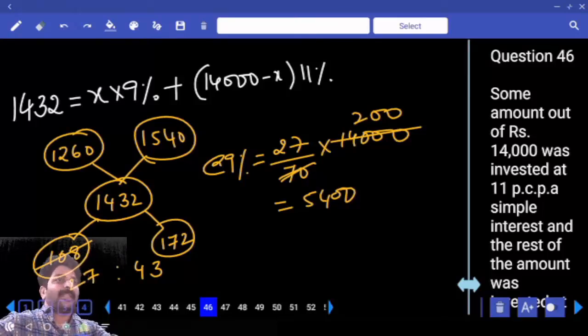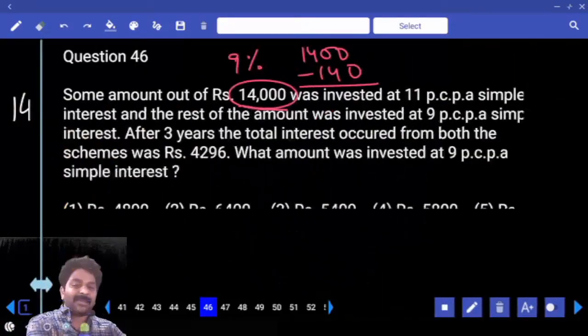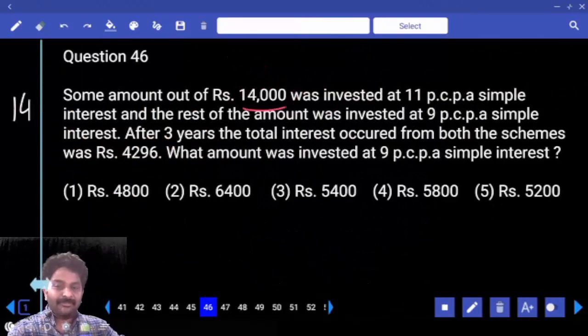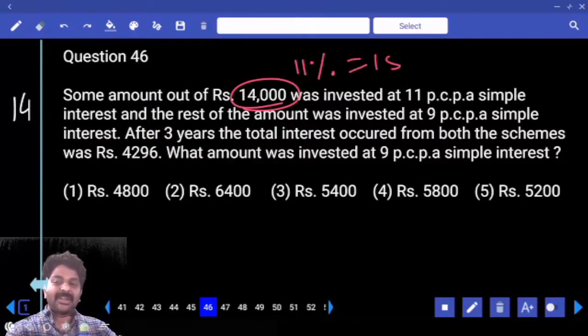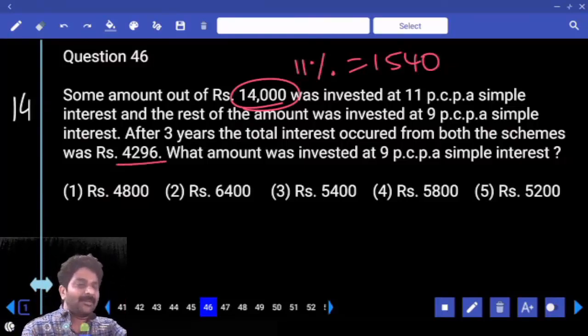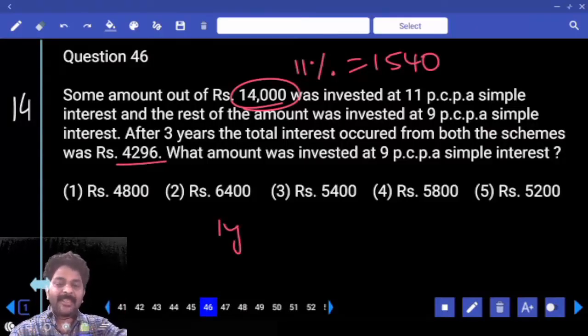So against the statement, there is no money which is given at 9%. So total money is given at 11%. Total money in the sense how much? 14,000. When you calculate 11% of this number, how much you are getting? 1540. Correct. Per year. According to this rule, for 3 years, if interest is 4296, for 1 year, you said it as 1432.